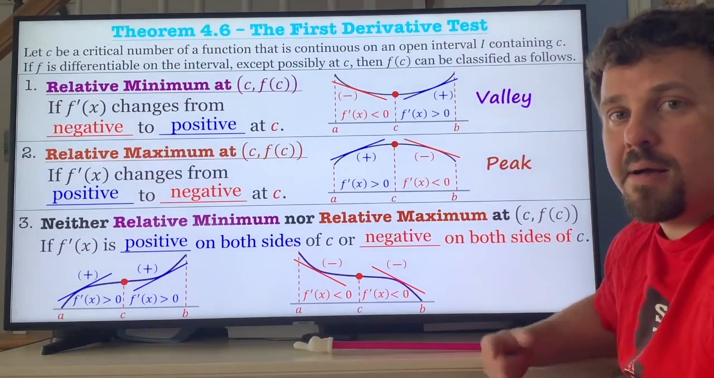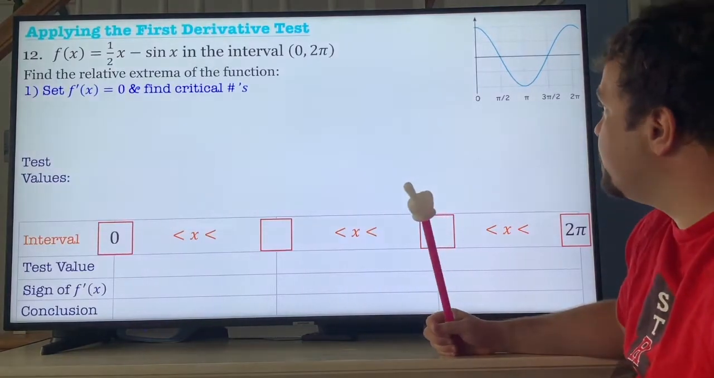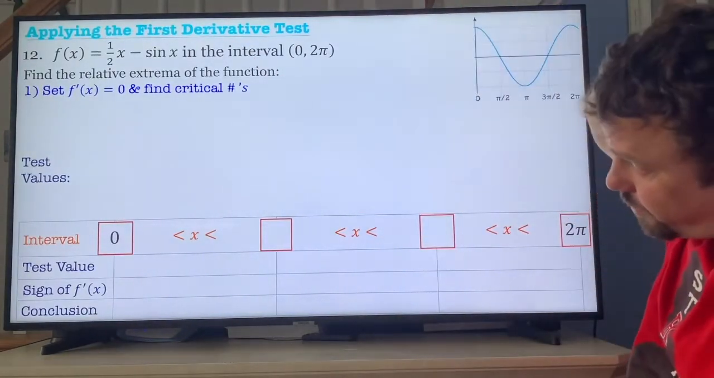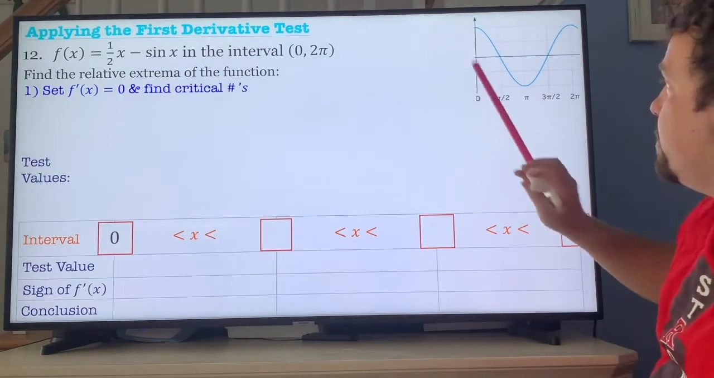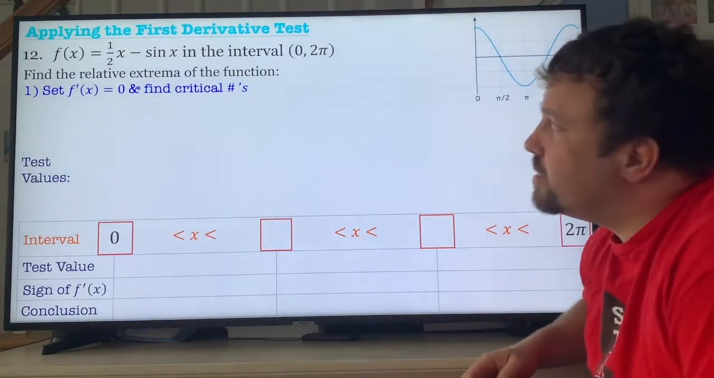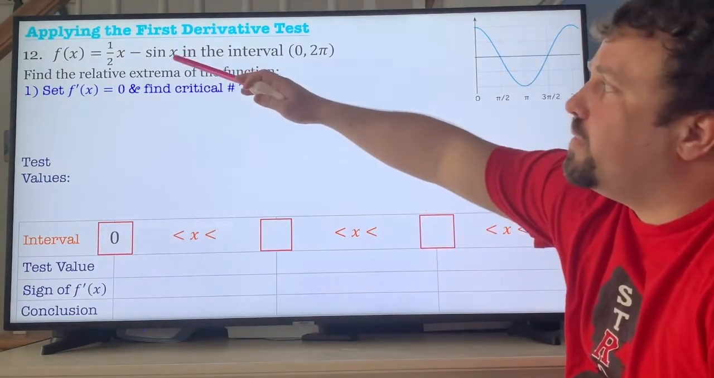Got it? Now, let's apply it with problem number 12. f of x equals 1/2 x minus sine x on the interval from 0 to 2 pi. So we're going to find the relative extrema of the function. So first thing I want you guys to do is derive this equation right here.